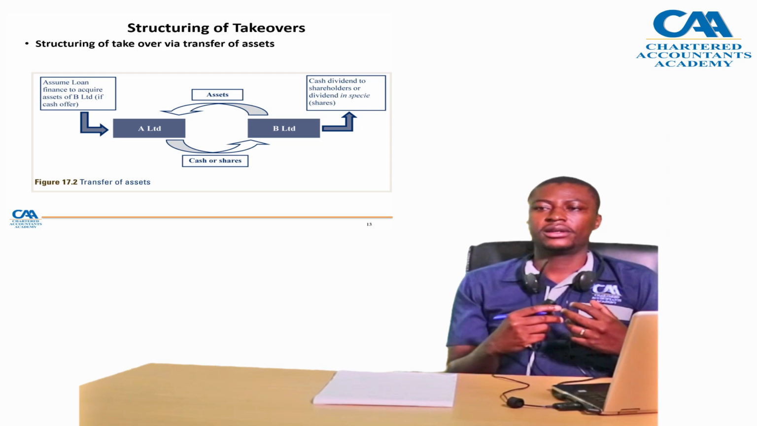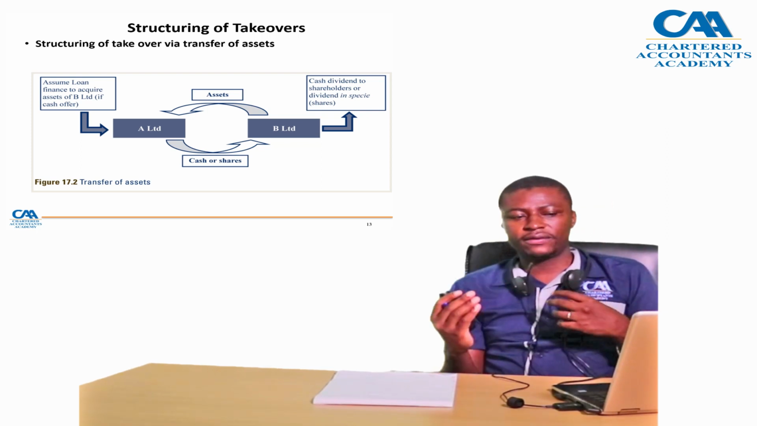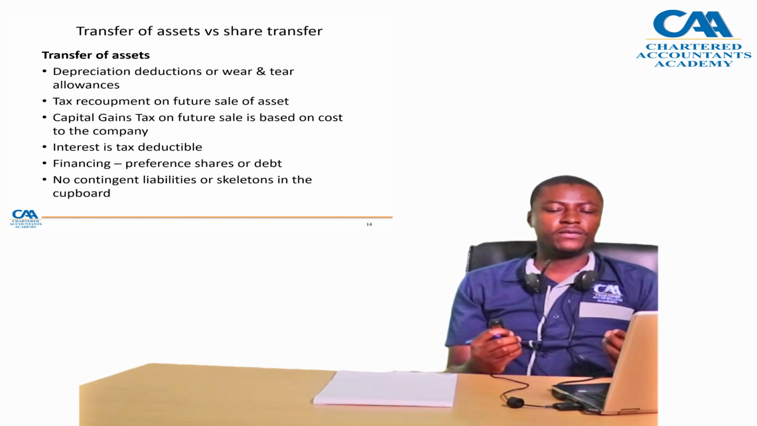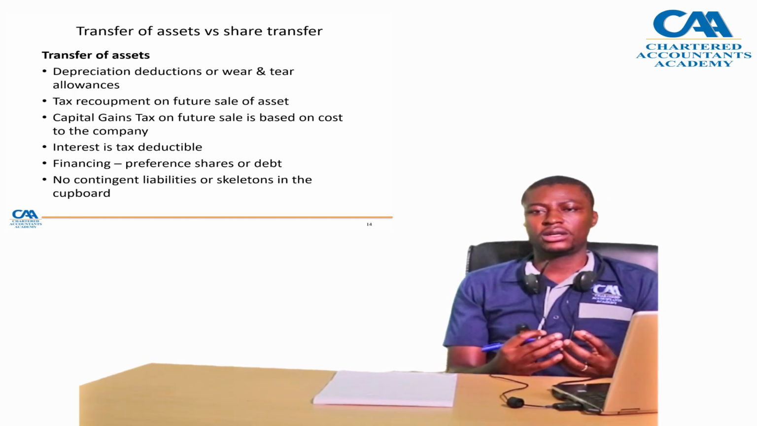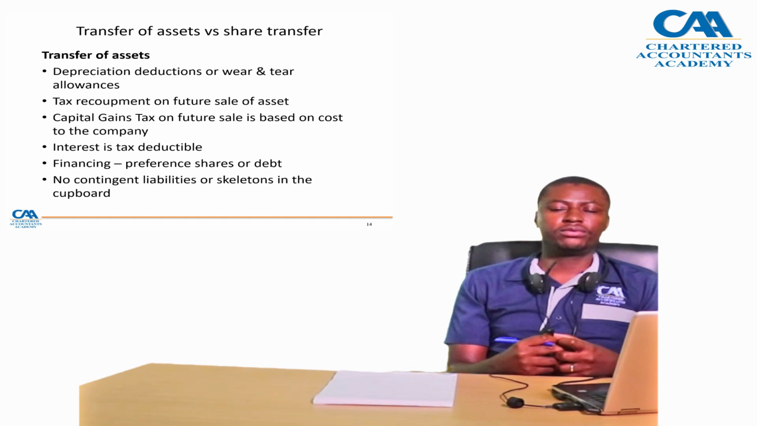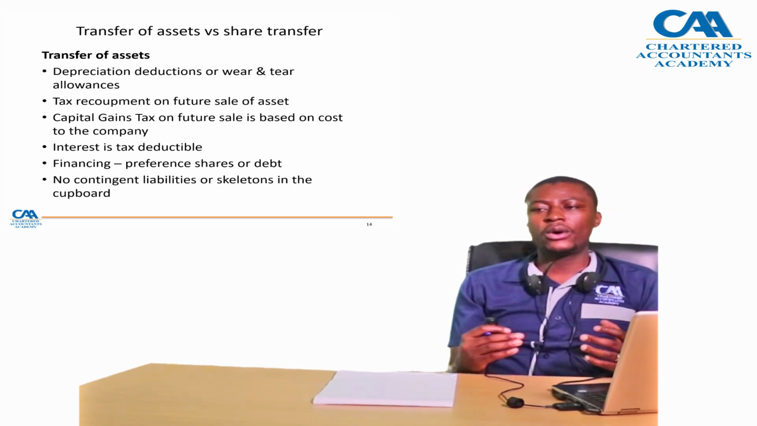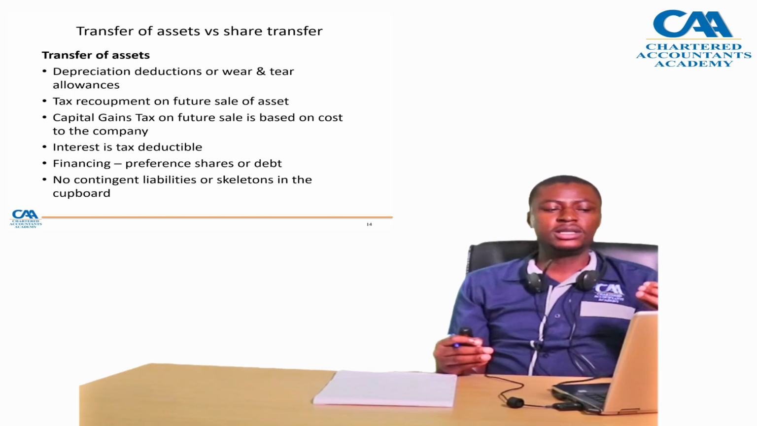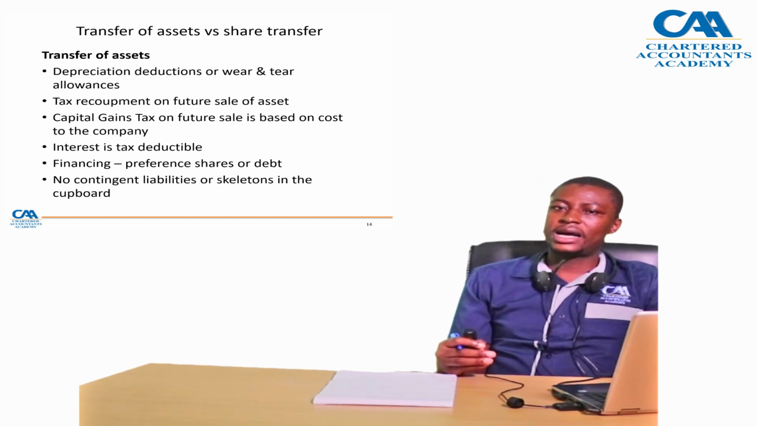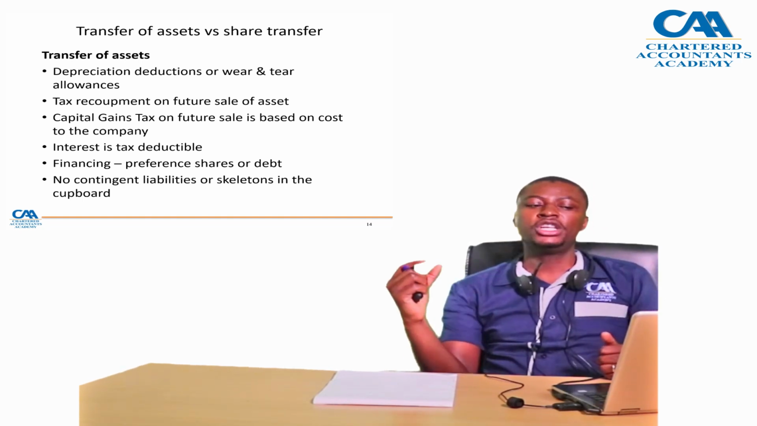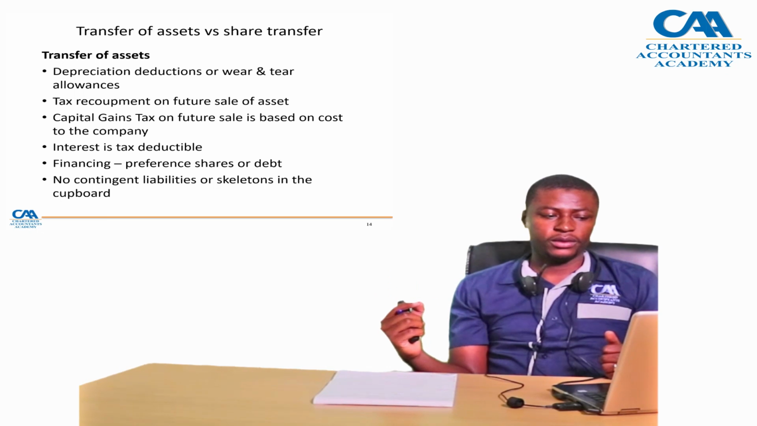So obviously, when you then look at transfer of assets versus share transfer, there are both pros and cons. So for example, with a transfer of assets, we can then take advantage of tax deductions around wear and tear allowances, etc. And should we decide to then sell those assets in the future, they will bring into play recoupments, which will not be the case if we buy the shares of the company.